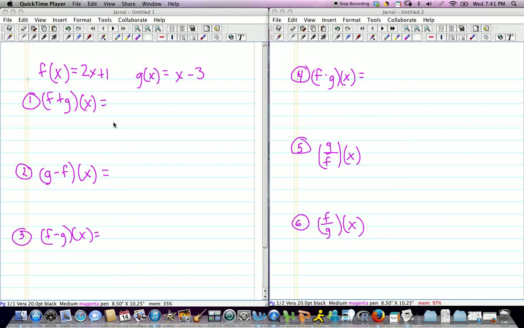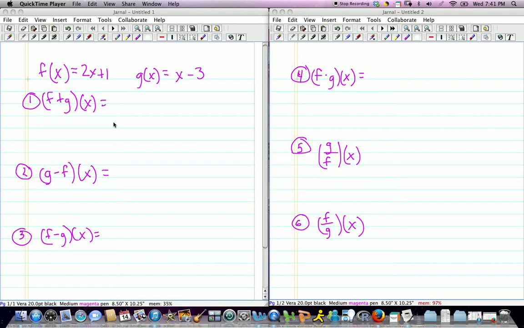We're starting with function notation. When we say function notation, we mean f of x or g of x or h of x. That's always how it's going to be written. So the first couple are combining functions. They give us f of x and g of x here. F of x is 2x plus 1. G of x is x minus 3.